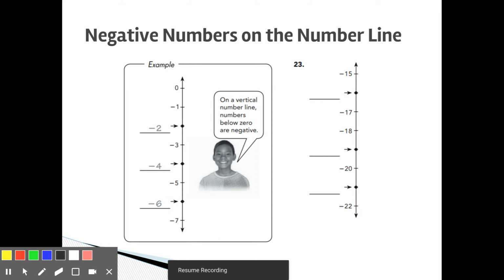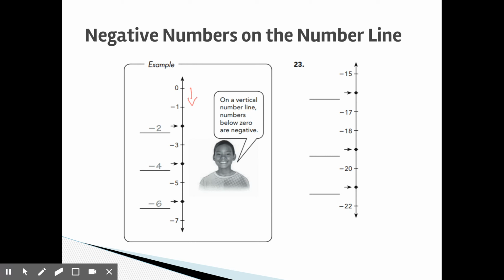Negative numbers on a vertical number line are working just like the horizontal. They seem to go in the backwards direction of the positives. Because again, if we're talking about digging, if we dig down 1 foot, we're 1 foot below ground or sea level. So then as we keep going, we're getting deeper. We're down 2 feet, down 3 feet.